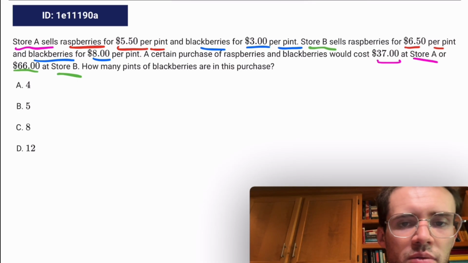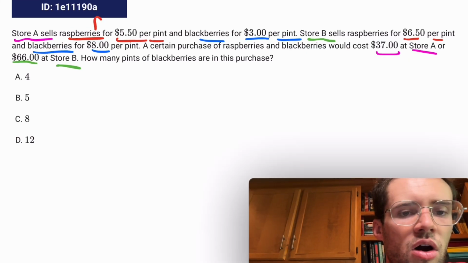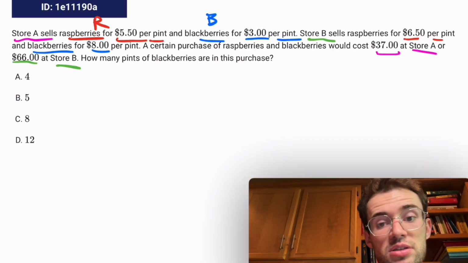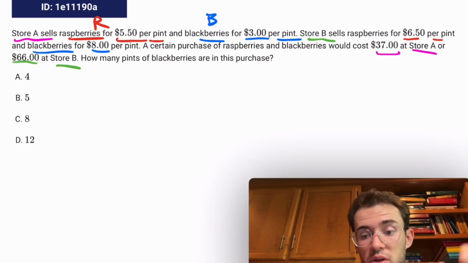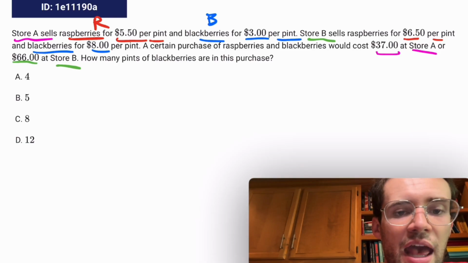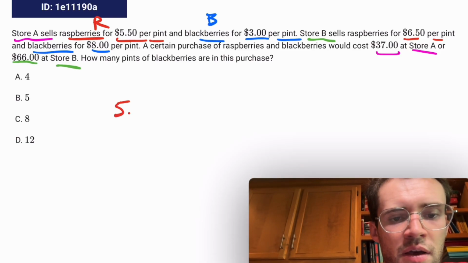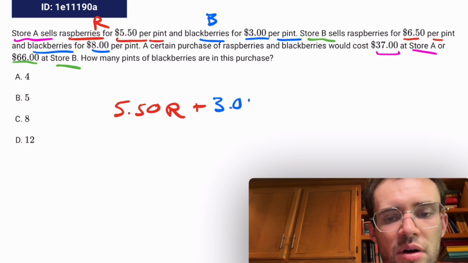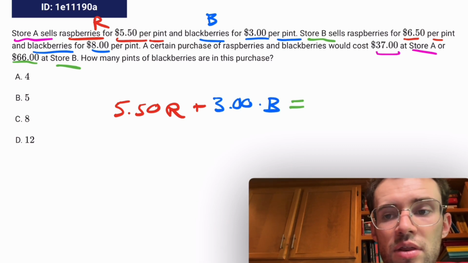All right, so we're just going to write out these equations, and we could say r are the pints of raspberries, and b are the pints of blackberries, right? Because you're getting the same amount of each berry, whether you get it at store A or store B. It's just going to be a different cost. So for store A, the cost would be $5.50 times r plus $3 times b, or 3b. That's going to be equal to your cost, and we know that the cost is $37 if it's store A.